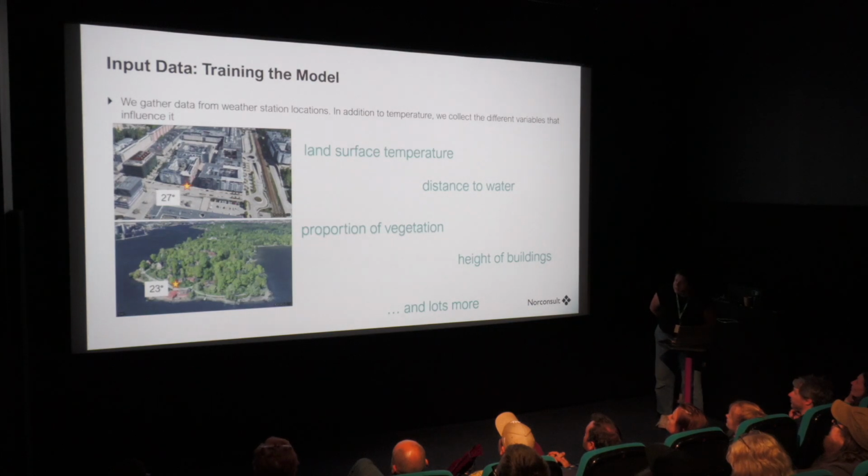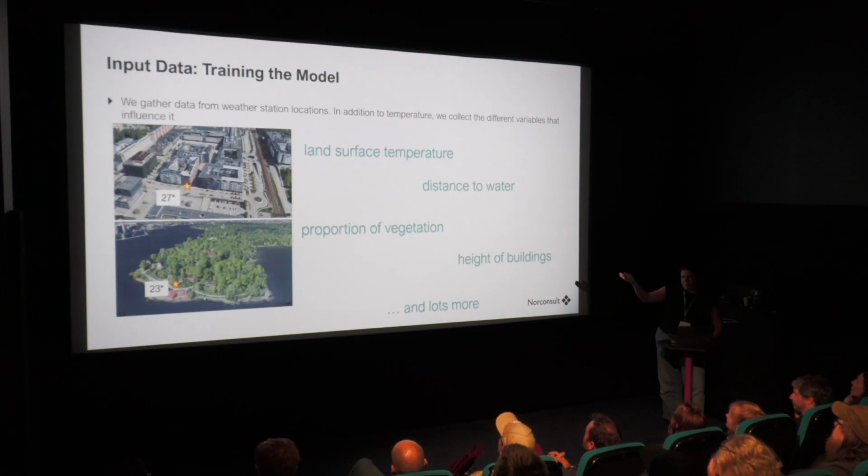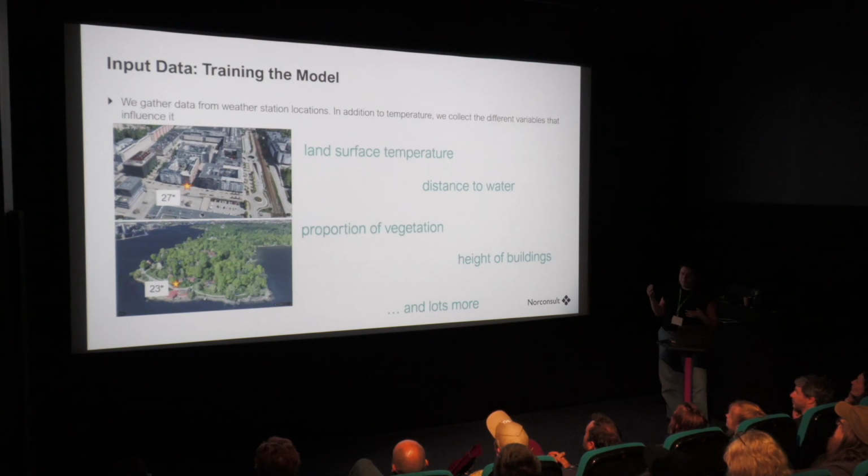So here I've given 2 screenshots from Google Earth to help illustrate it. But imagine we have a weather station at the top location and the bottom location. And we as humans can see that and see it makes sense. Of course, the top one's probably going to be warmer than the bottom one. But what is it in our minds that tells us that? There's a whole bunch of different factors that it might be.